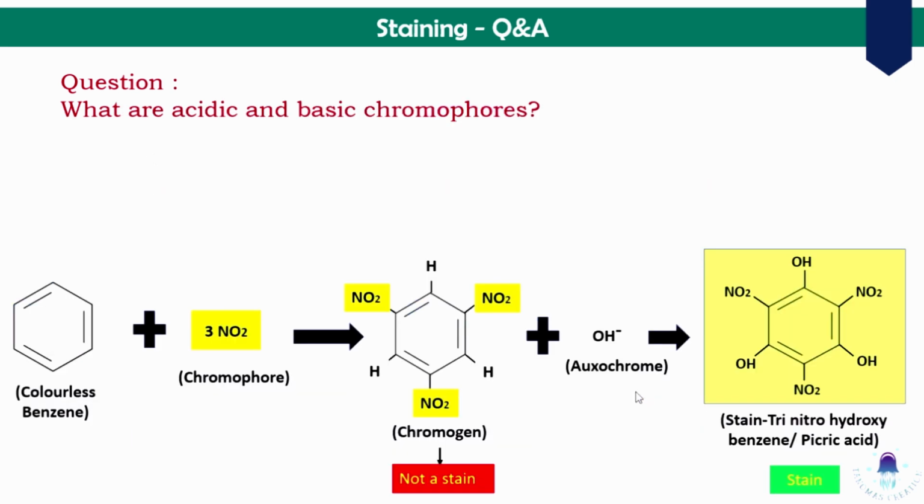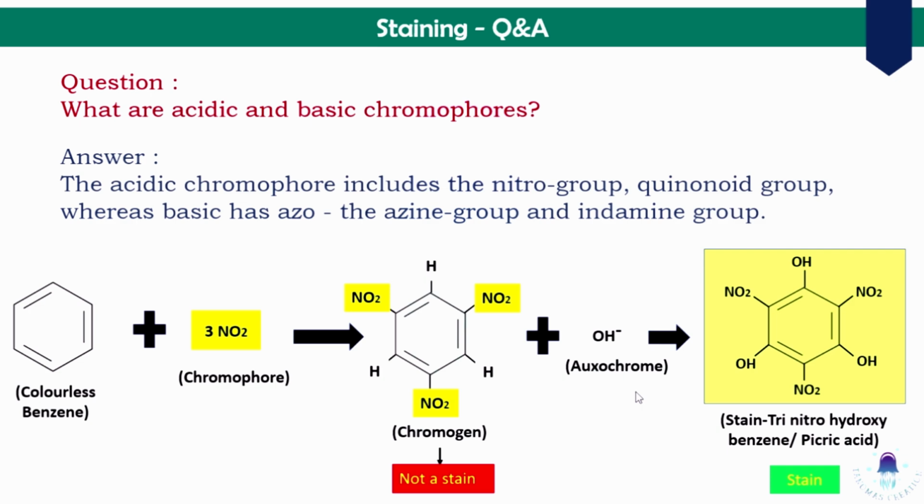Question: What are acidic and basic chromophores? Answer: The acidic chromophore includes the nitro group and quinoid group, whereas the basic has the azo group, the azine group, and the indamine group.